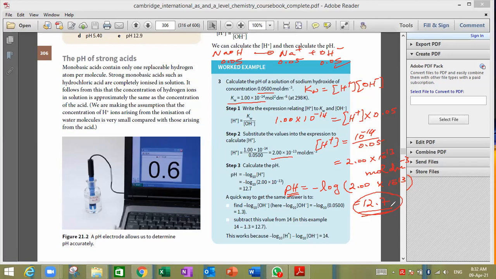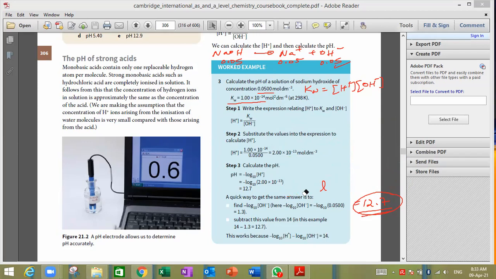There's another method we can use in our calculations. This method is completely right, but we have another method for calculating the pH. So you can either calculate it in this way or in the other way. What is the other way? The other way is that we said that Kw equals the hydrogen ion concentration times the OH ion concentration.